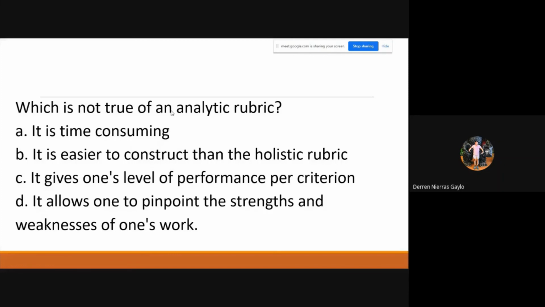So it is true that analytic rubric is time consuming, and then it can pinpoint the strengths and weaknesses of one's work, and it gives one's level of performance per criterion because it is detailed. No, it's specific. The holistic rubric is general, so it's easy to construct.